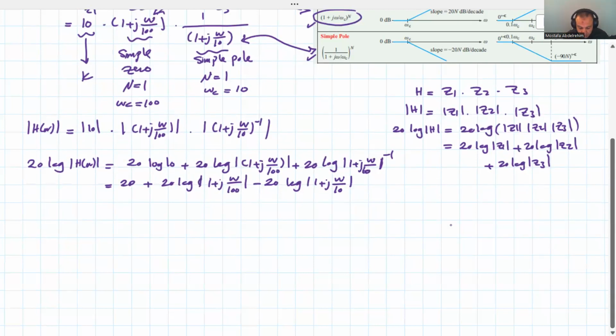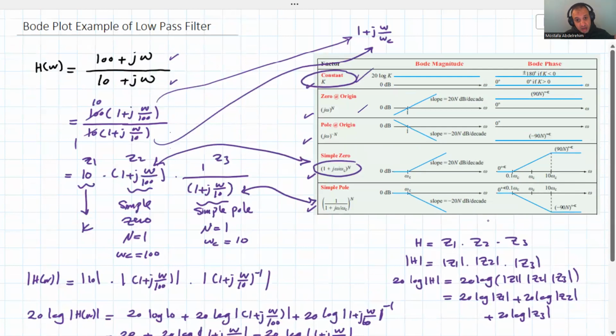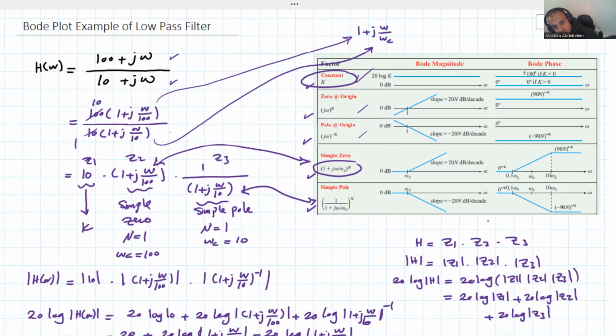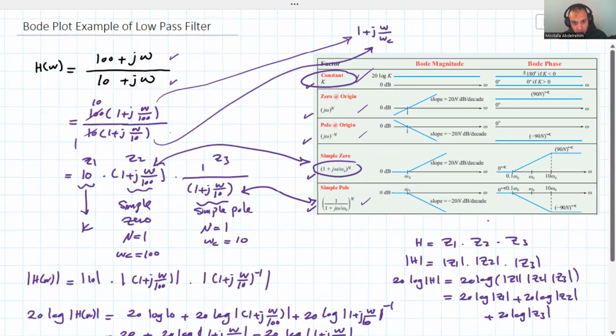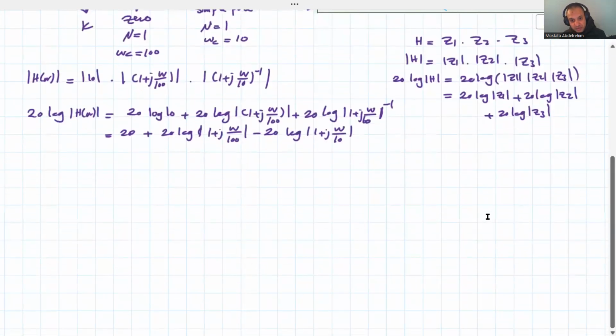Then we draw each one. We used the tools in the previous video to draw each form. We plotted the K by itself, j omega by itself, 1 over j omega or j omega to the power of minus 1 by itself, and 1 plus j omega over omega c to the power of n by itself, and the simple pole as well. Now we have a more sophisticated case. We have three terms.